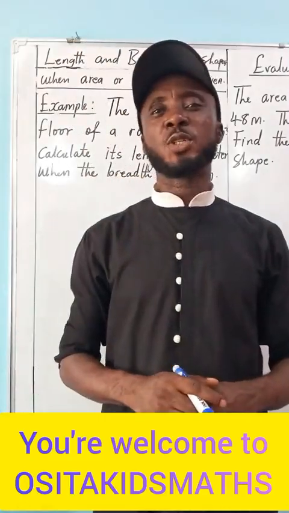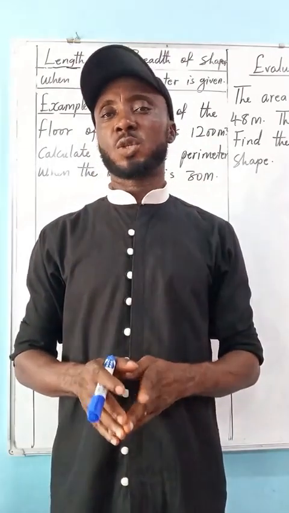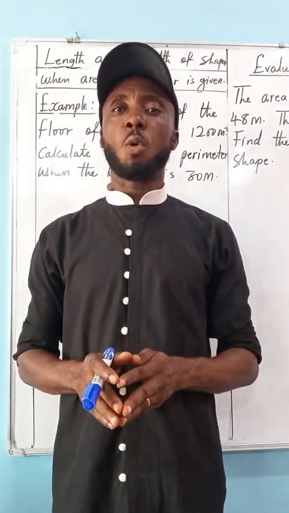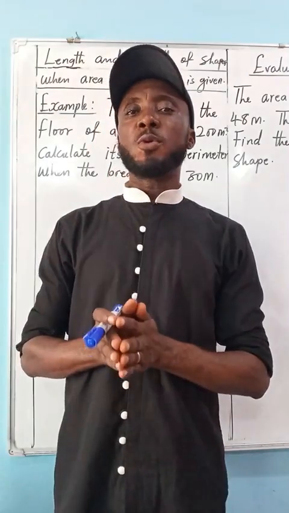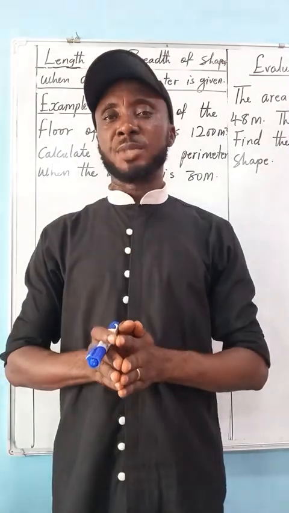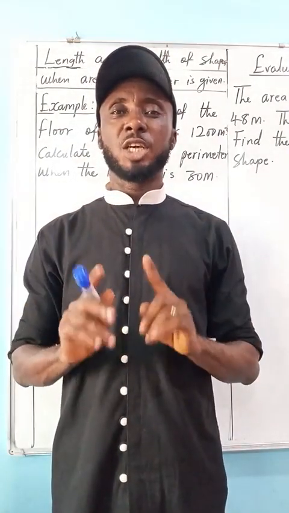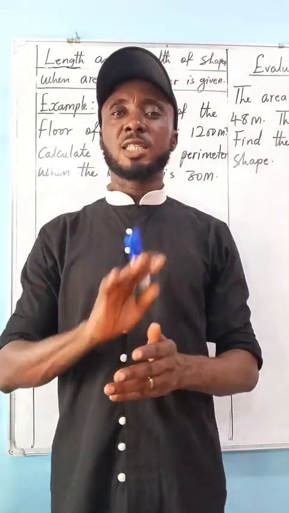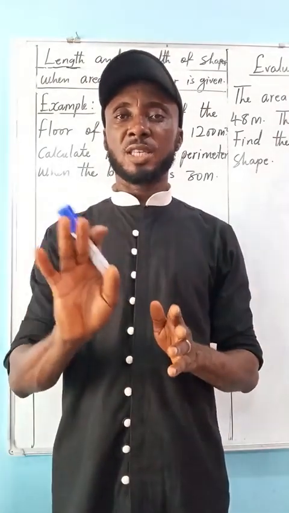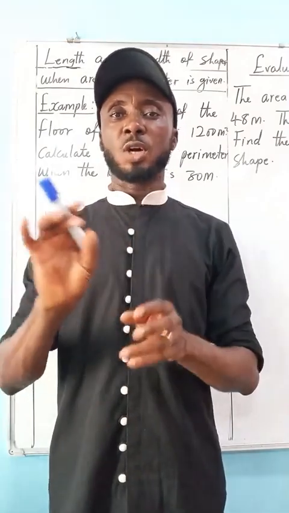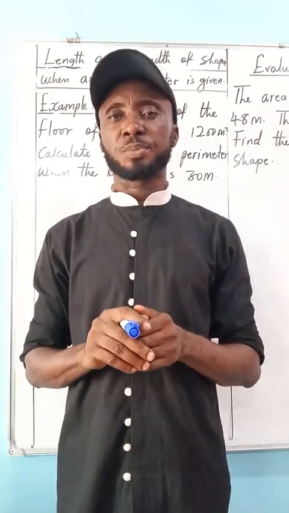Osita. In this video, we'll be talking about finding the length and breadth of a rectangle or a square when the area or the perimeter is given. So, before we move ahead, what do we mean by perimeter? We say perimeter simply means the distance around a shape, while area is the surface of the shape. Calculating the surface area of the shape. And when we talk of perimeter, it is calculating the total distance around the shape.